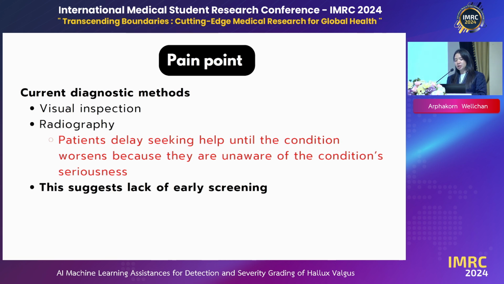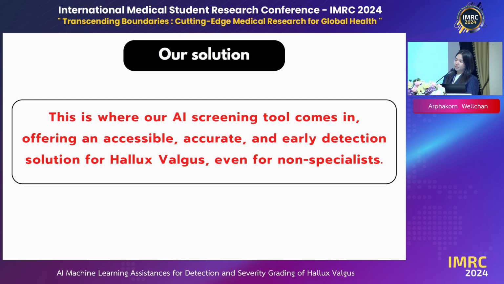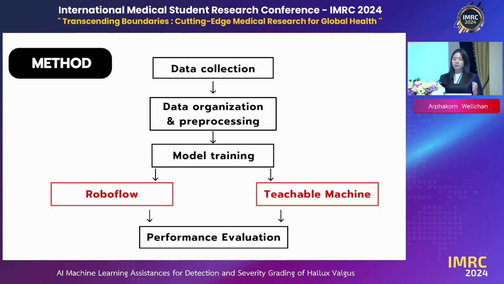With the current diagnostic methods, which are usually visual inspections and radiographic methods, patients usually come only when the condition has already reached advanced stages, where they already have pain and limited mobility. So this really suggests the lack of early screening. This is our pain point, and how we address it is that we use an AI screening tool to detect this condition that is accessible and accurate, so that it can be used even by non-specialists or the patients themselves. So, for the methods.